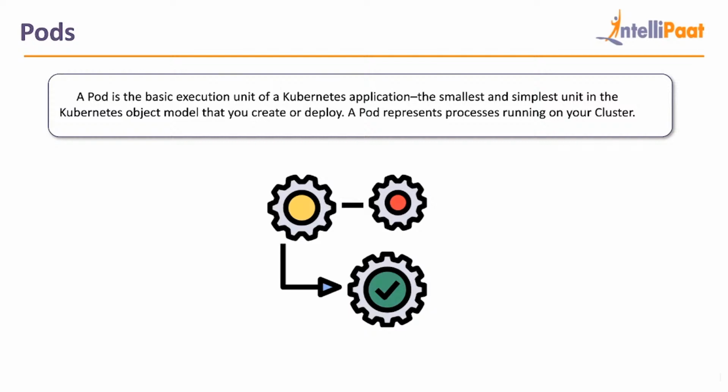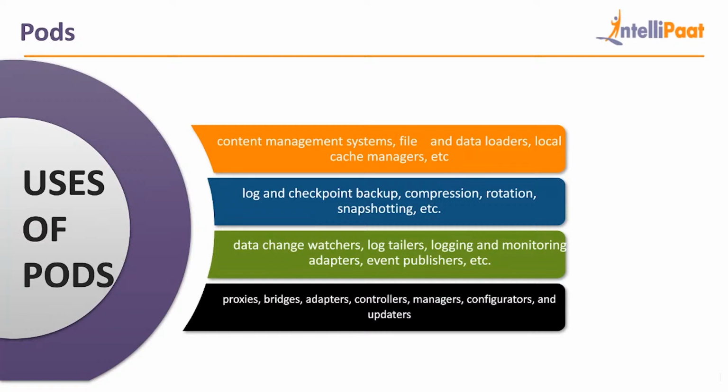So a pod is the basic execution unit of Kubernetes applications, and it is the smallest and the simplest unit in the Kubernetes object model that you can create or deploy, right? A pod represents a running process which runs on the different nodes of your cluster. So a pod is basically used for content management of system files, data loaders, and local cache. All of the configuration with respect to that is there inside of a pod.